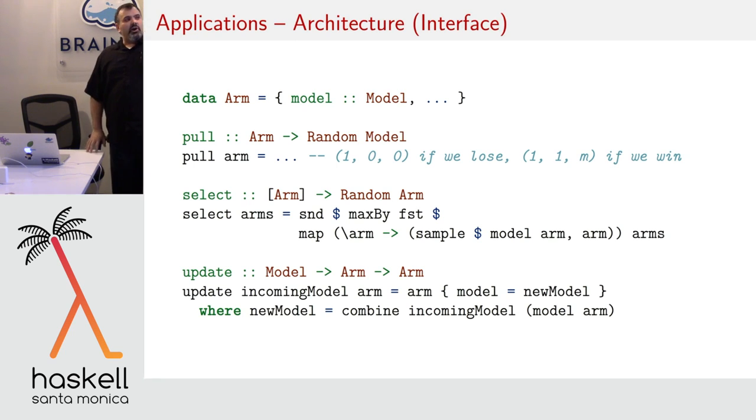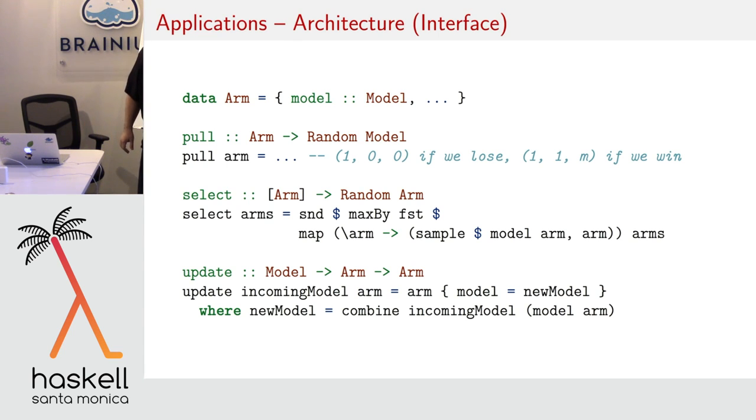Okay, an arm has a model and some extra stuff. This is where our code touches the real world. In our toy example, it's probably the location on the floor of where that slot machine is, on the casino floor, something like that. In more sophisticated problems, this is probably something that tells you how to pull an arm. So if it's advertisements, it's the content, the creative content for the ad. And pulling an arm is serving that ad, for instance.